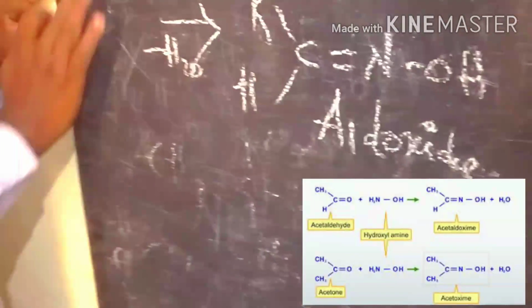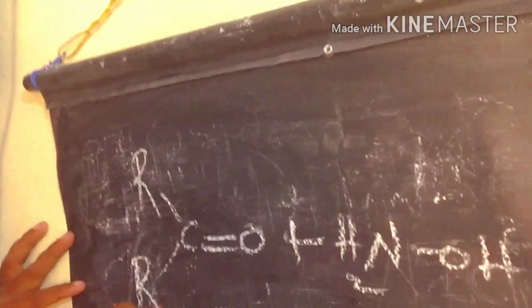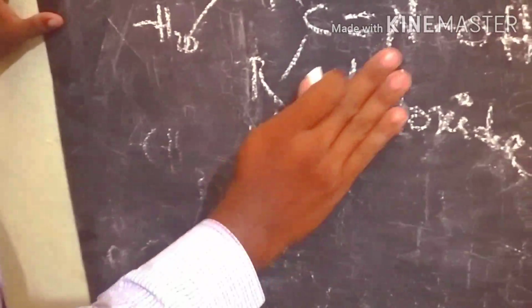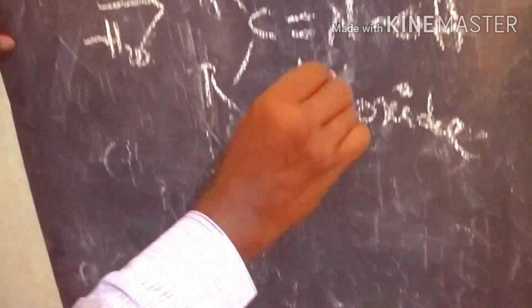If in place of an aldehyde we take a ketone, the reaction of the ketone with hydroxylamine finally gives the ketoxime. So ketoxime is the product. If you take an aldehyde, that is an aldoxime. If you take a ketone, that is a ketoxime. Next, we start with the reaction with hydrazine.